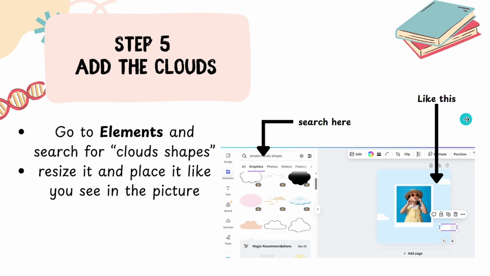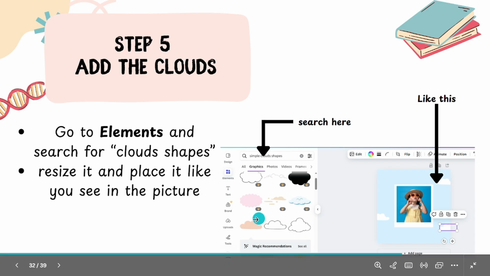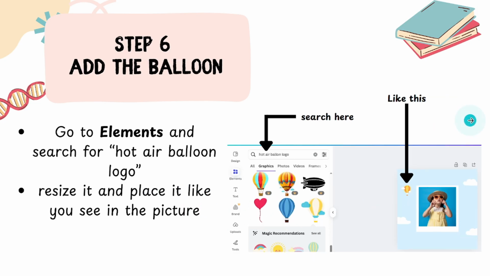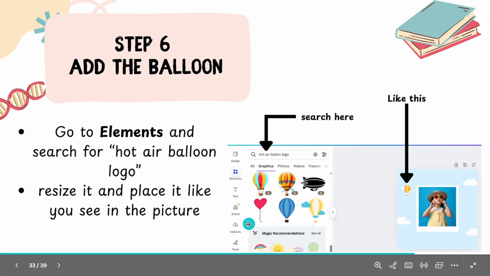The next step after adding the image is to add the clouds, the clouds that we see behind the girl. To add the clouds, you go to elements and just search cloud shapes. You pick any one you like, all right, and then place it like you see in the picture. After that, the next thing we'll do is add the balloon. So we go to elements and search for hot air balloon logo, all right, like here. And then you go down until you find the one.